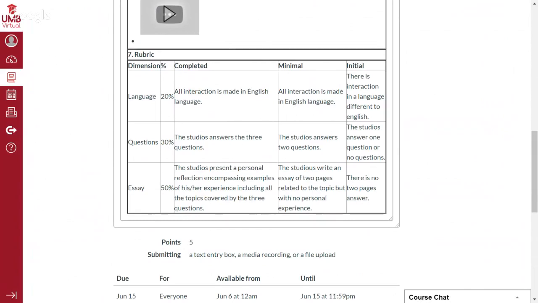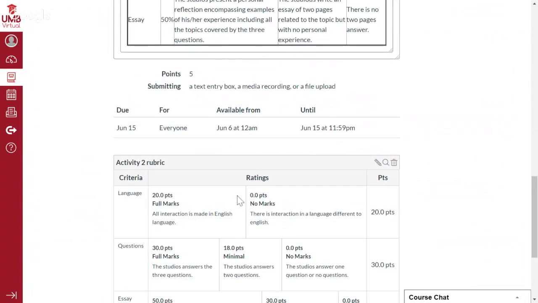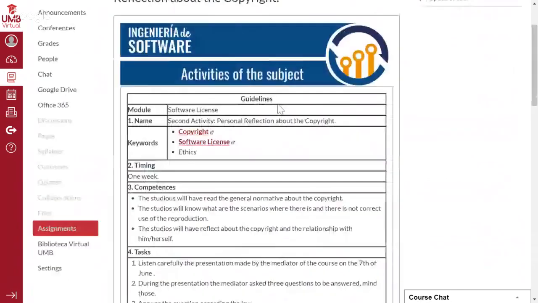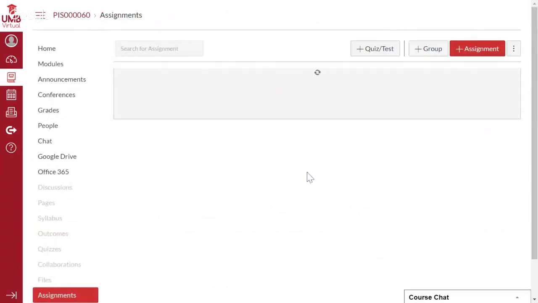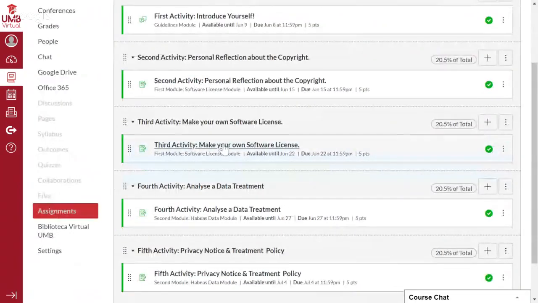So I will ask the question, answer it, and you have 30%. Then you need to write a personal reflection about the experience that you have about those three questions. Please write this little essay, and that's it. You have to do that until the 15th of this month. So please do it. And finally, we have the third activity.